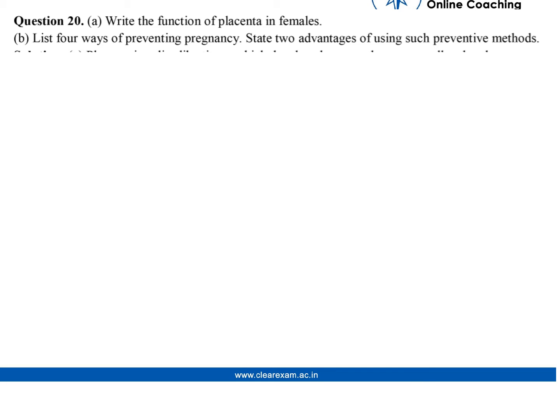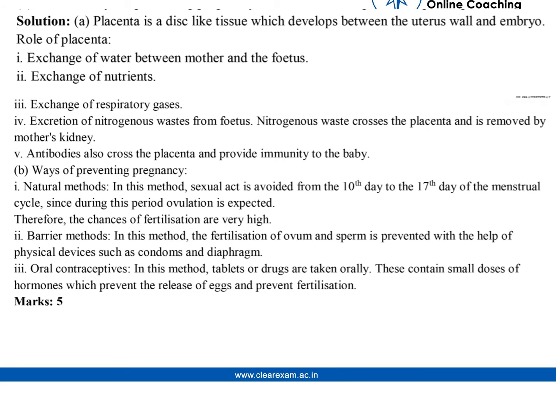Question number 20. A part, write the function of placenta in females, and B part, list 4 ways of preventing pregnancy and state 2 advantages of using such preventive methods. Moving towards the solution. First, A, placenta is a disc-like tissue which develops between the uterus wall and embryo.